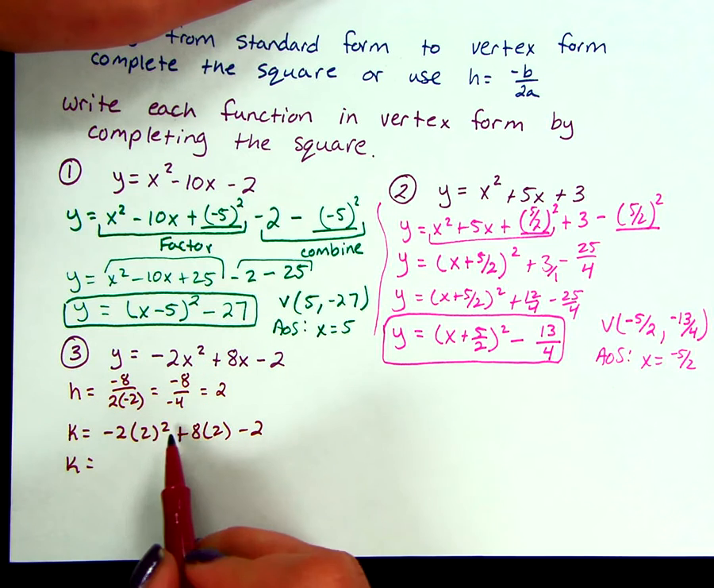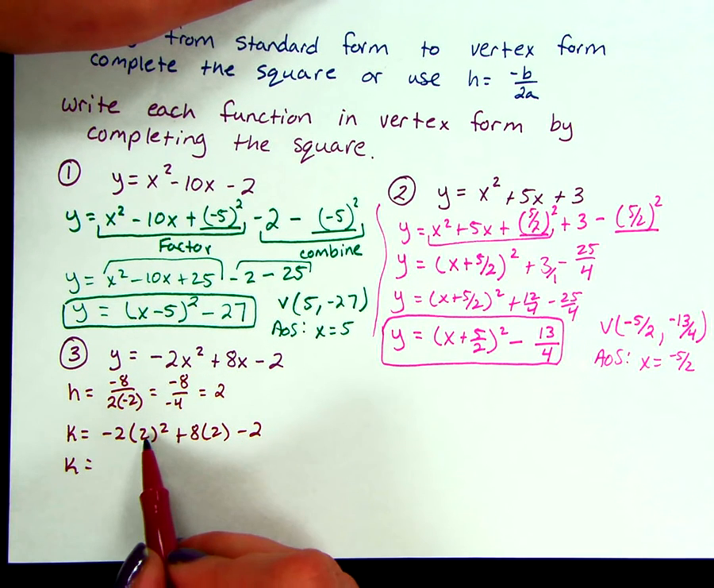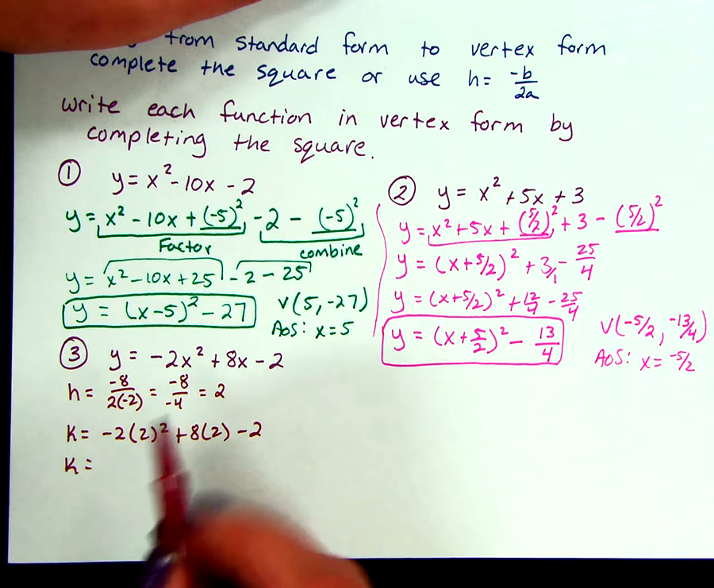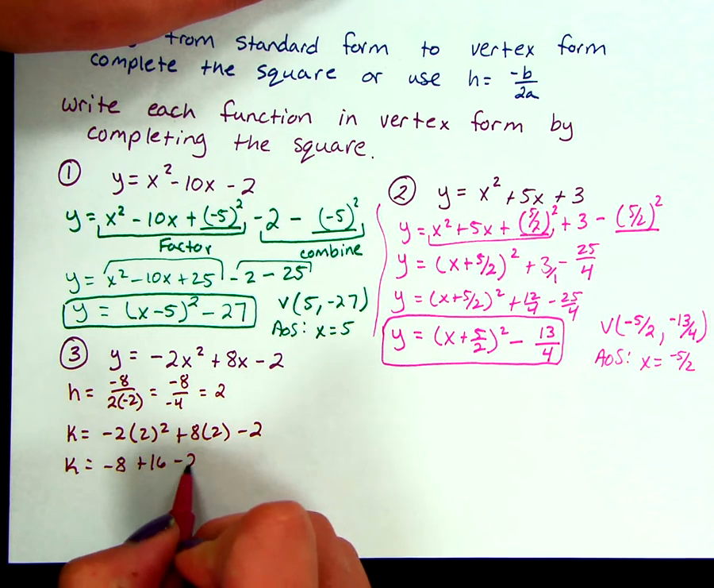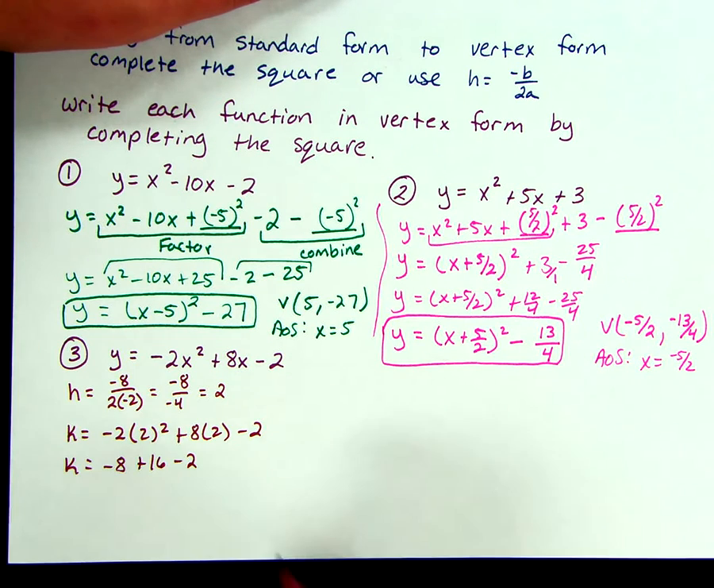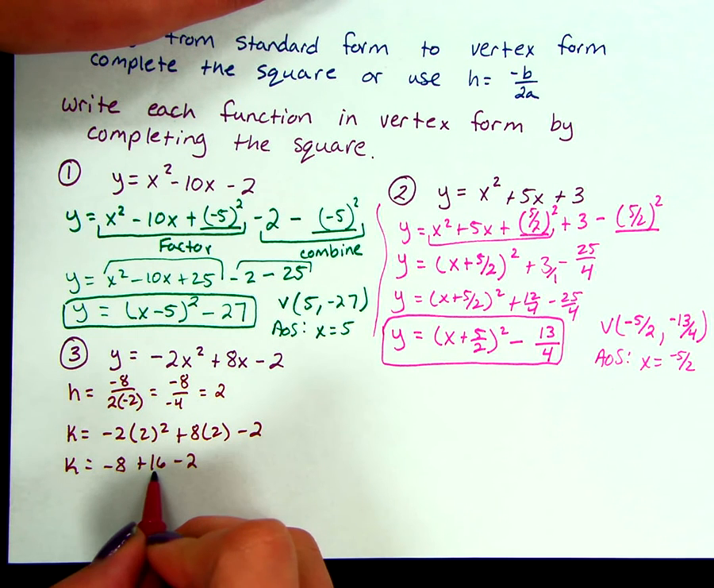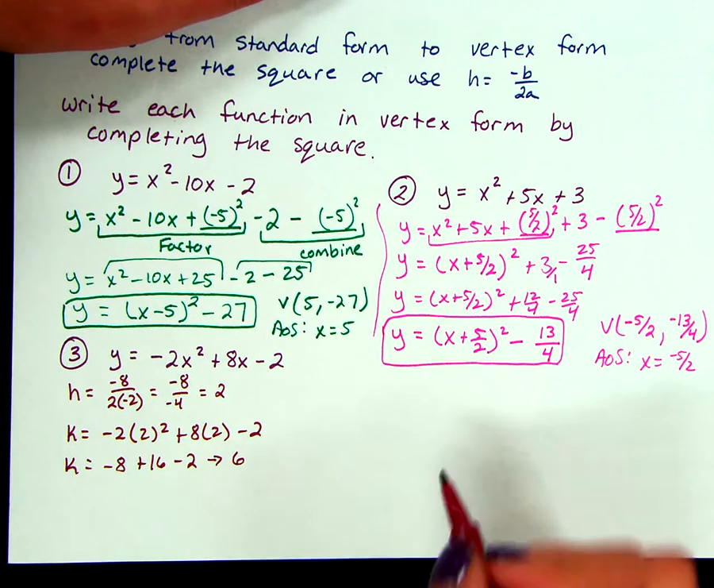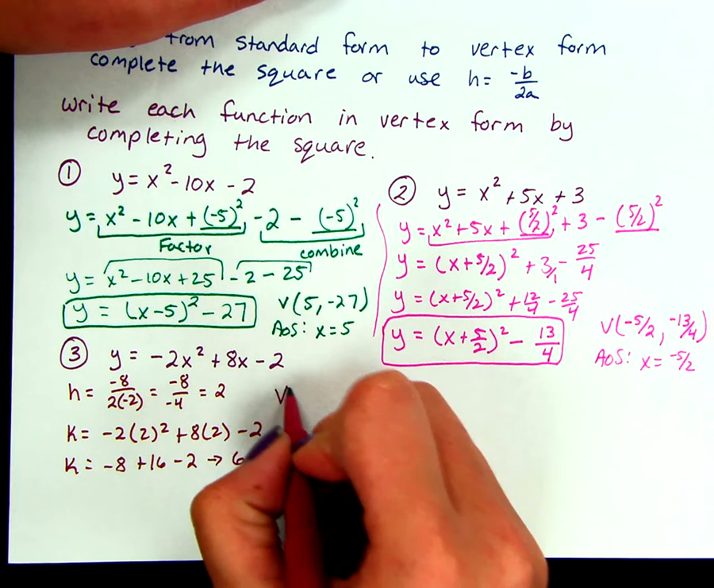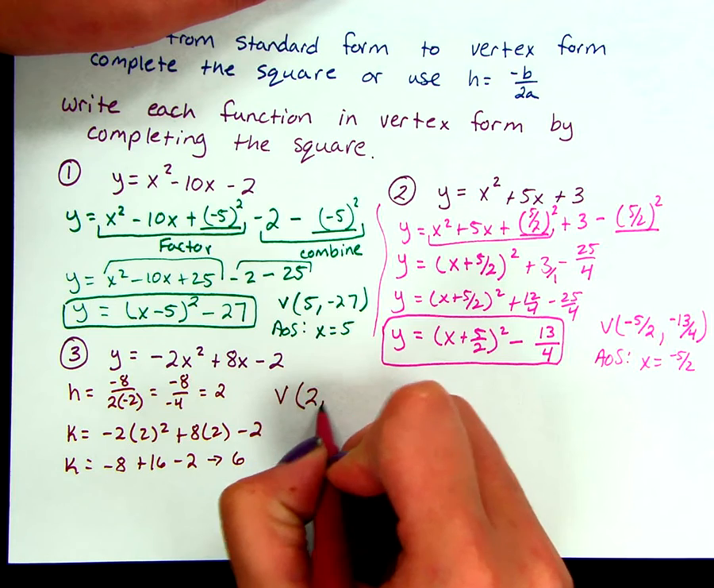So simplifying, remember, we do the power first and then take it times whatever's in front. So 2 squared is 4, times negative 2 is negative 8. So plus 16 minus 2. So negative 8 plus 16 is 8, and then minus 2 is 6. So this is going to simplify to be 6. So that means for this problem, my vertex is 2, 6.